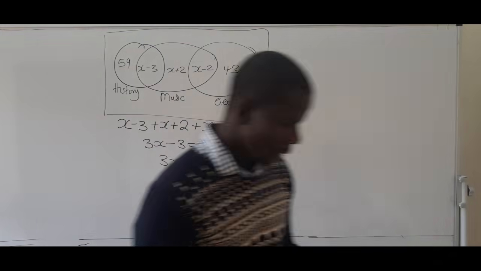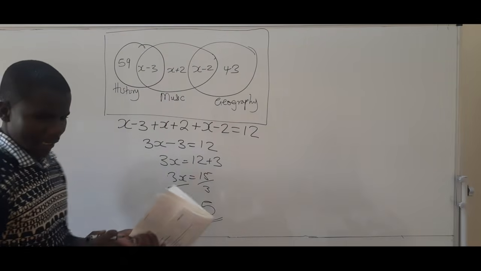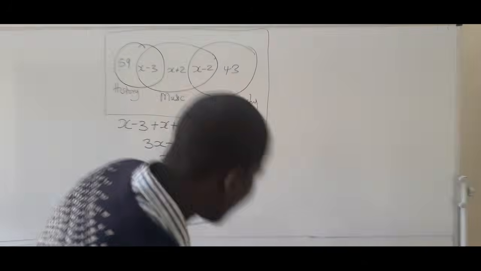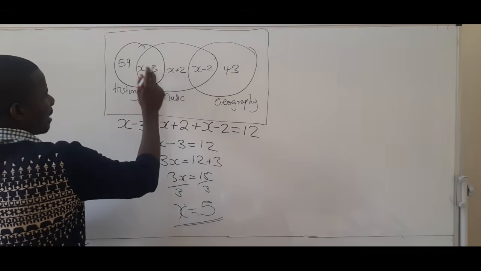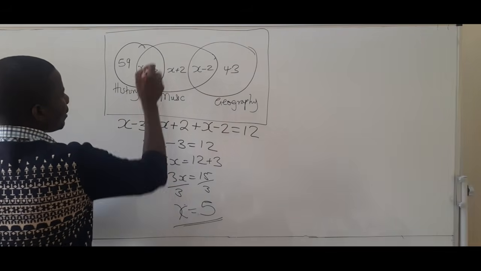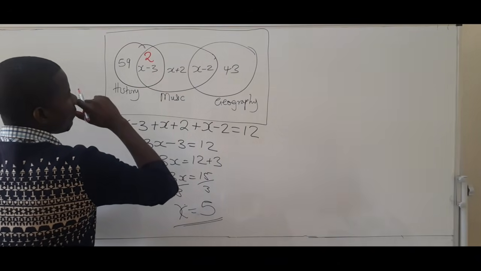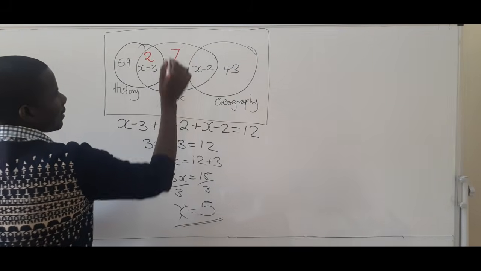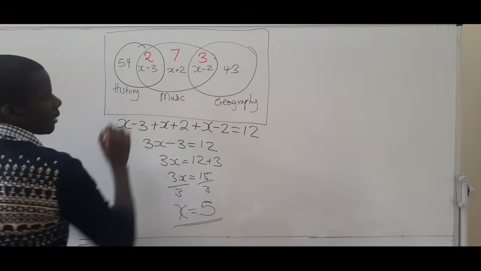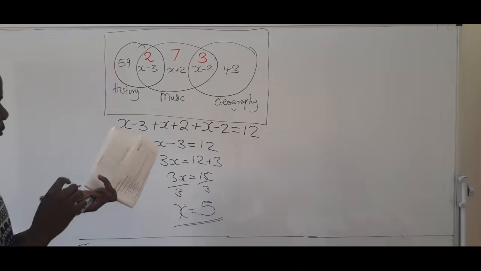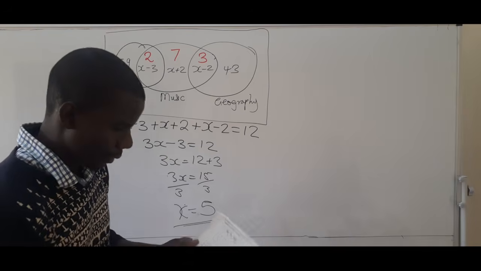Now if this is the value of x, then this one is x minus 3, so it's supposed to be 2 here. This one is x plus 2, so it's supposed to be 7. This one is x minus 2, so it's supposed to be 3. So we can now go on.